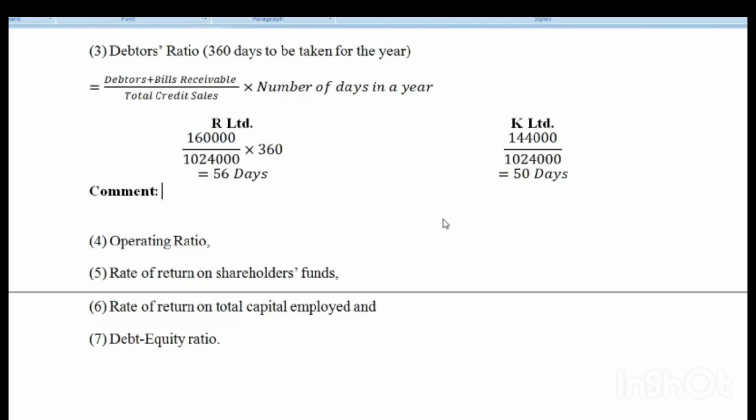56 is good or 50 is good? 50 is good, because it is collection. How early you collect the amount of credit sale from your customer, that is called the debtors ratio.